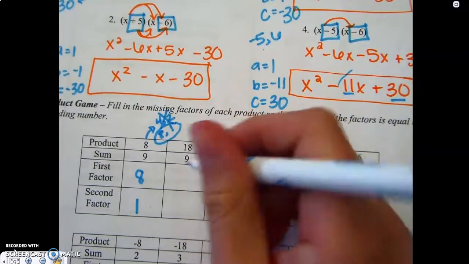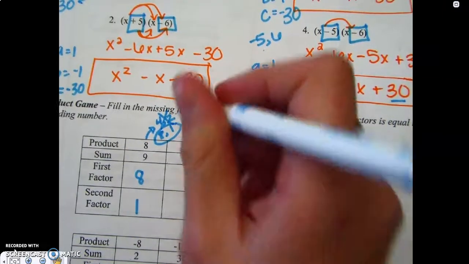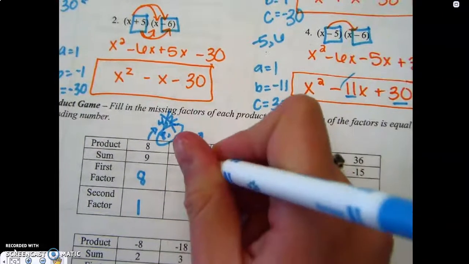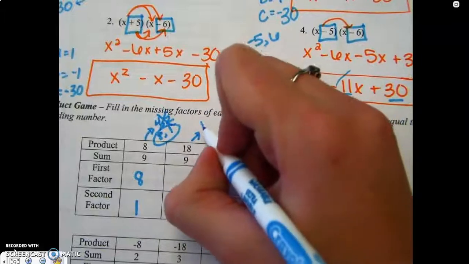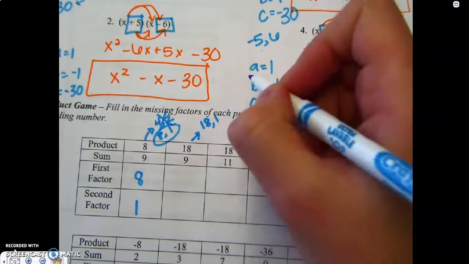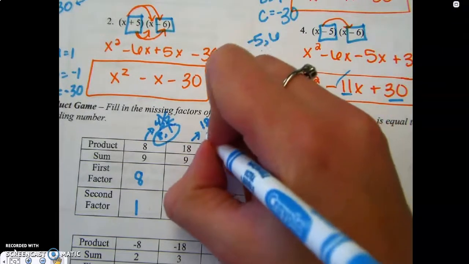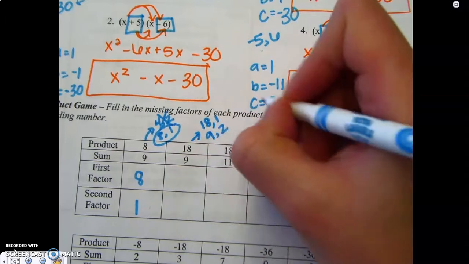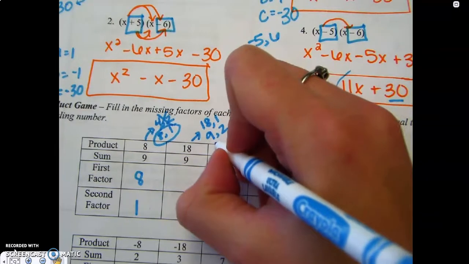Okay, again, if I try with 18, I'm looking for factors of 18 that add to be 9. So my factors of 18 are 18 and 1, 9 and 2, and then 3 and 6.